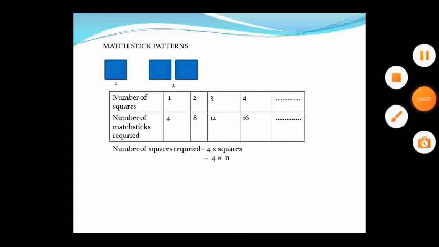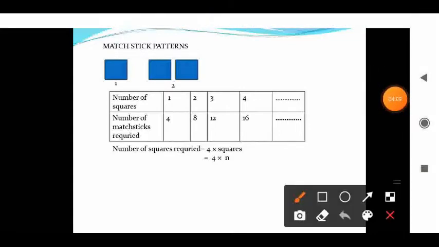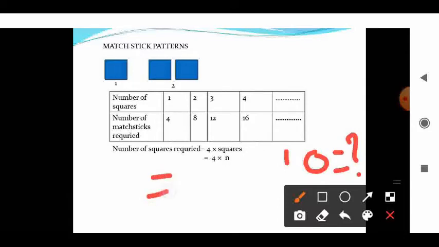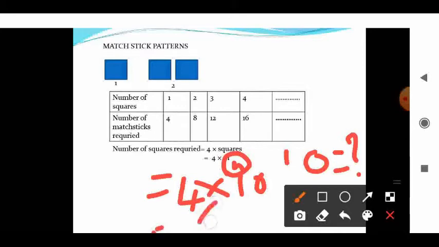For example, you need to find how many matchsticks are needed for 10 squares. What is the formula? What is the rule? You need 4, because for one square you need 4 matchsticks, multiplied by 10 instead of n. In that n, you write 10. 4 into 10 is 40. You need 40 matchsticks to arrange 10 squares.